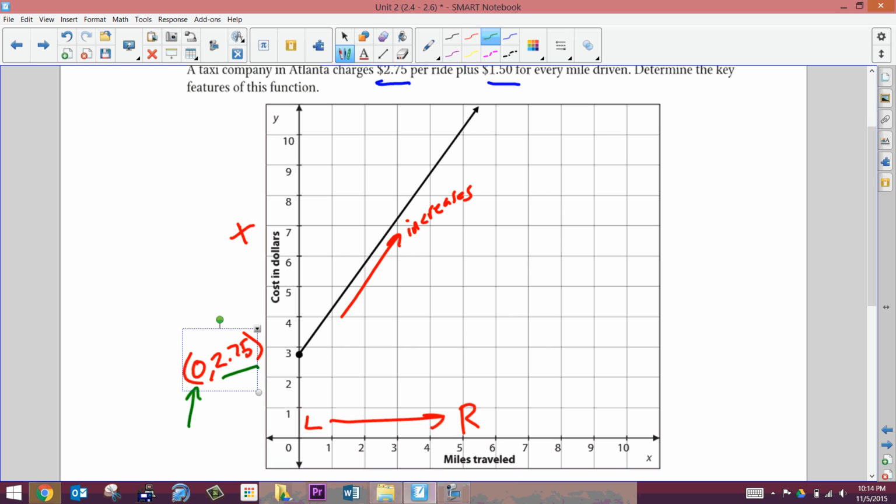Okay. Is there an asymptote? Not in this case because it's not exponential. It's not approaching any number. It's honestly just going to infinity. So notice when we look at a linear model here, we can identify some very key elements. It's positive, it's increasing, it has a minimum value and a starting point, when the input is 0 and the output is $2.75. Now let's go ahead and look at the next example.